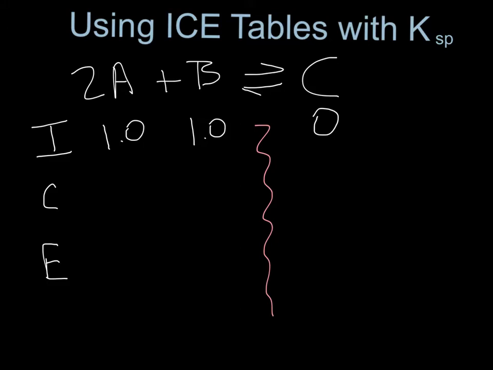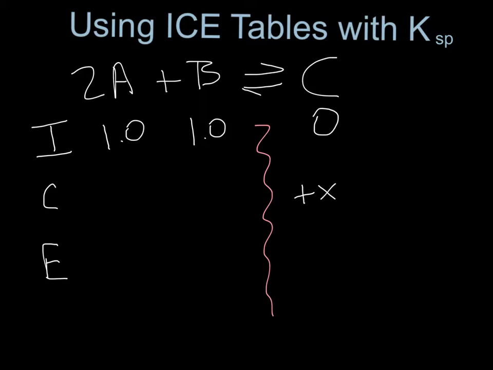This reaction is clearly not at equilibrium. How do I know it's not at equilibrium? Well, the reverse reaction is impossible. I will not have C becoming A and B because I don't have any C to begin with. So what's going to happen to the amount of C as this reaction works towards equilibrium? It will increase. In fact, it will increase by X.